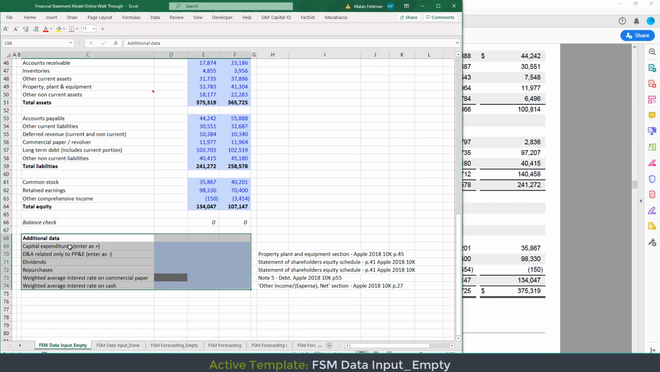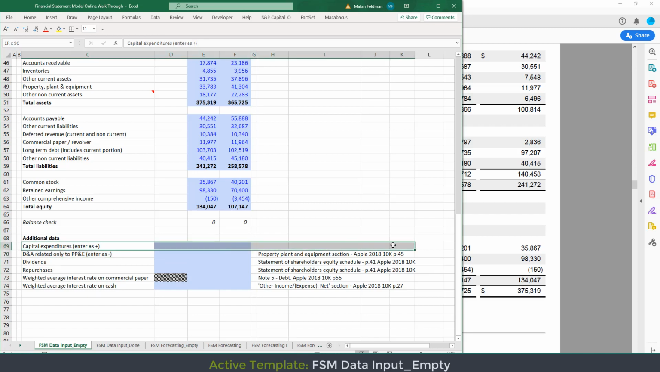The additional data that I'm looking for starts with capital expenditures and D&A related to property, plant, equipment. As a preview of coming attractions, I'm going to need this to forecast property, plant, equipment. I need to know what my future purchases are, and I'm going to need to know how much of that gets depreciated. So it's good to have a historical context for that.